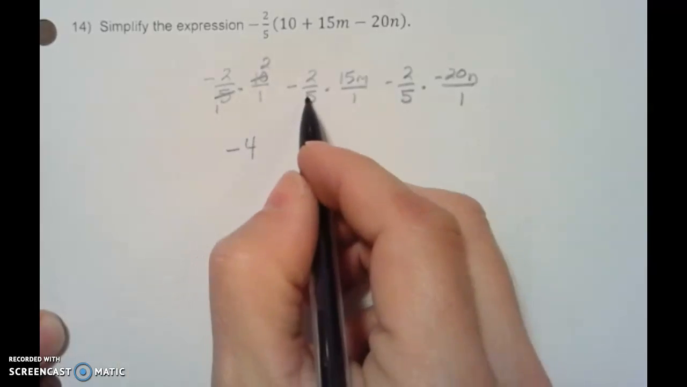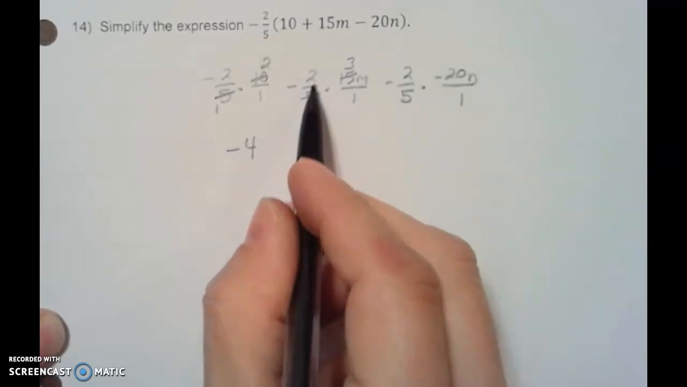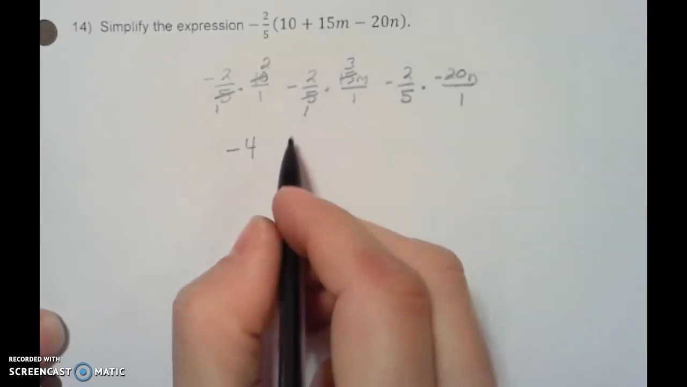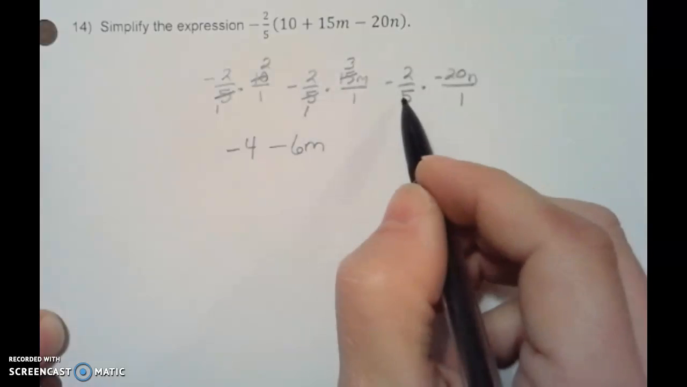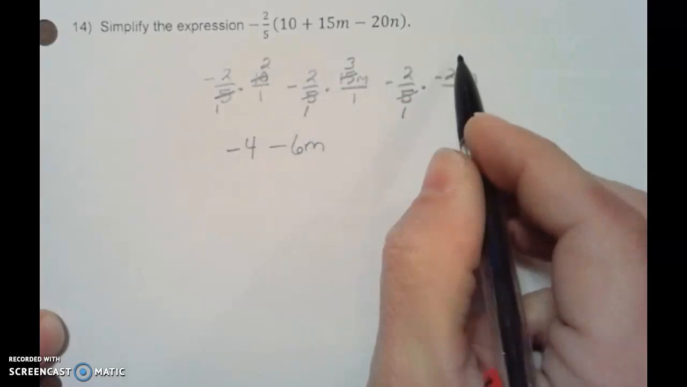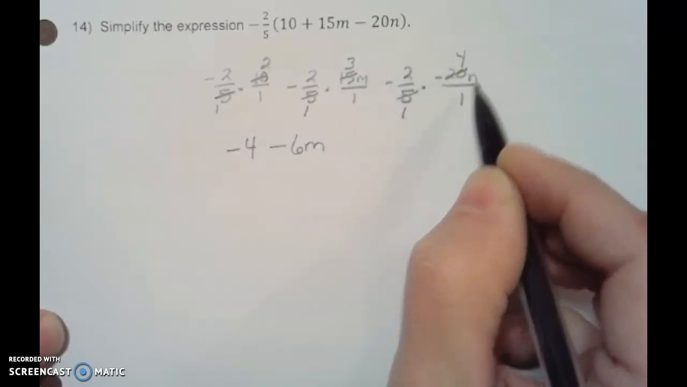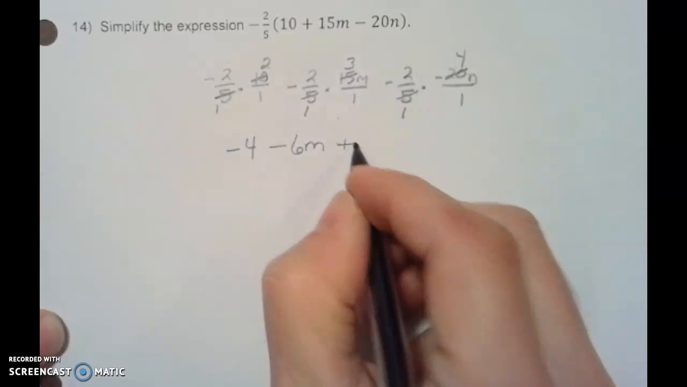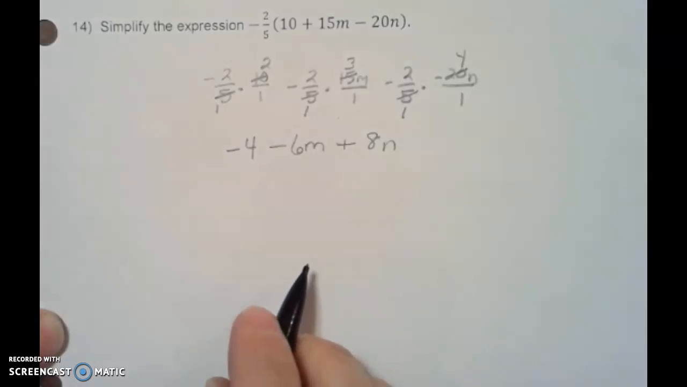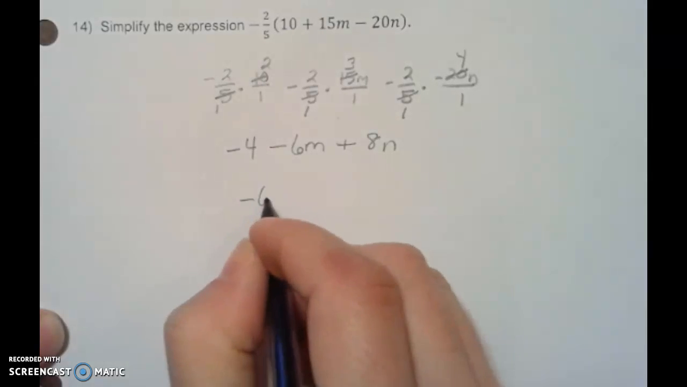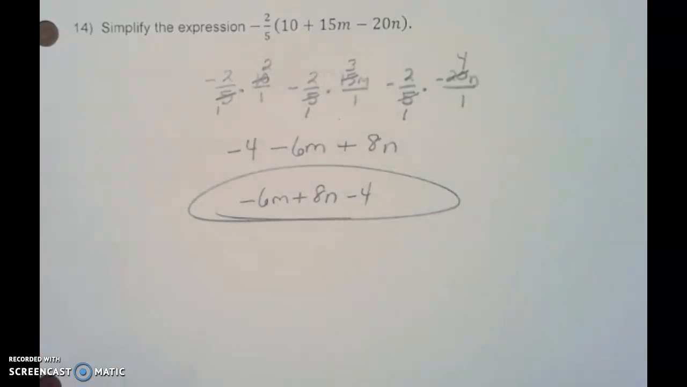With the second set, the 5 and the 15 simplify. 5's a 1, 15's a 3. Negative 2 over 1 times 3 over 1m is going to be negative 6m. And then with the last set, the 5 and the 20, 5 becomes a 1, 20 becomes a 4. Negative 2 over 1 times negative 4 over 1n, a negative times a negative is a positive, and that becomes 8n. Okay, so we want to rearrange it alphabetically. That's negative 6m plus 8n minus 4 as our simplified expression.